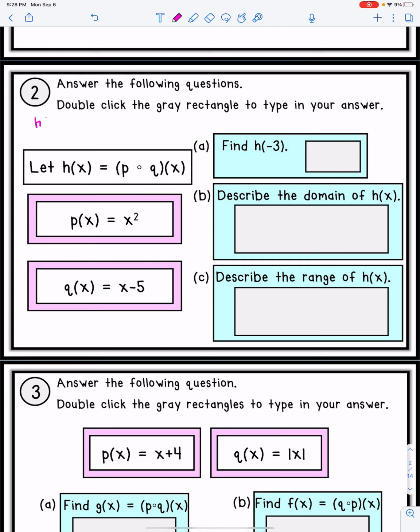So h of x is the same as p of q of x. So we're going to start with p, x squared. So leave x as a large parentheses and then keep copying the rest, it's squared. Then we're going to put q inside: x minus 5.